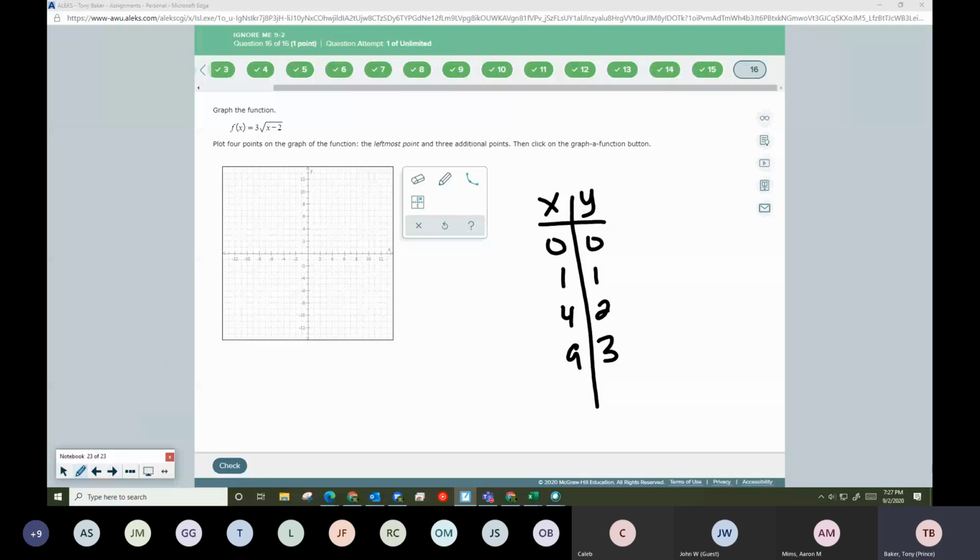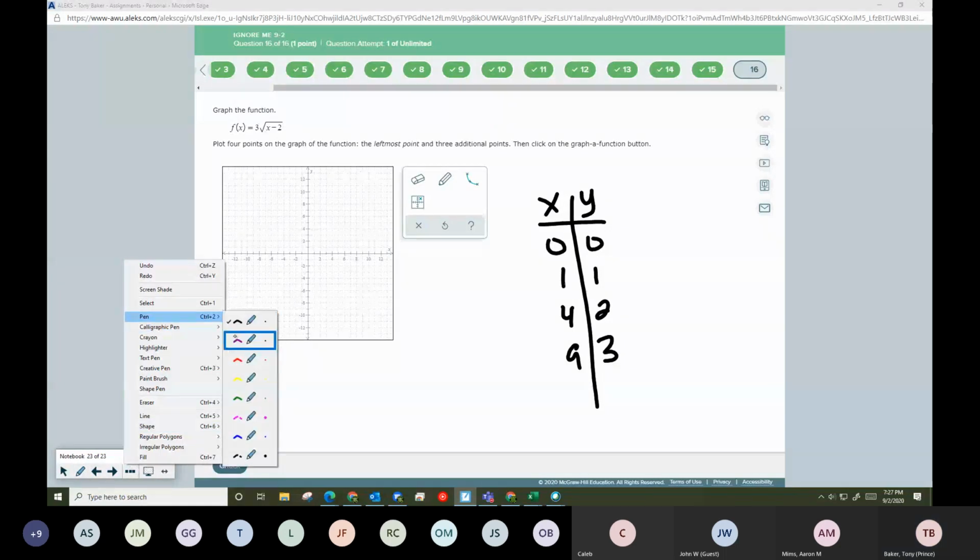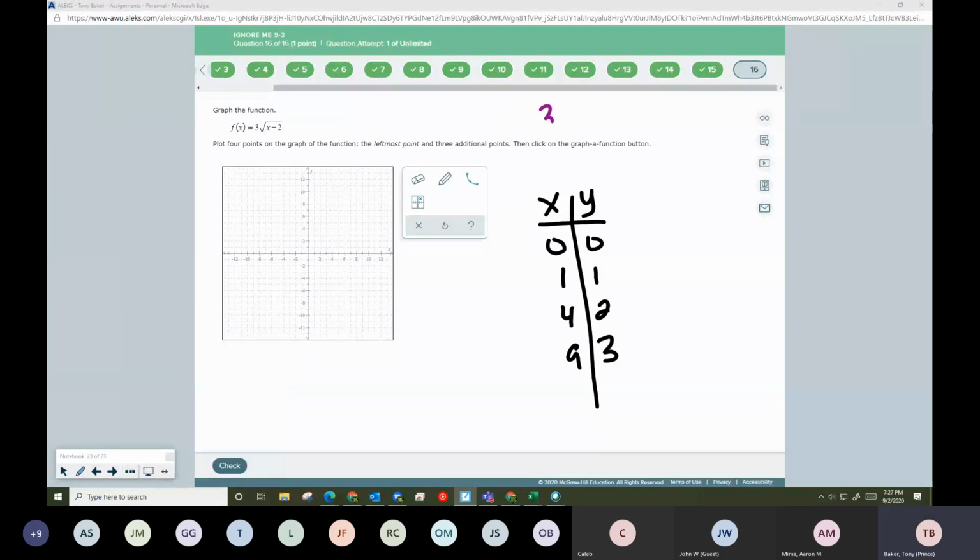But now I have 2 transformations I have to do. This equation has a 3 on the outside, and then it's x minus 2. So I'm going to do x plus 2. So this becomes 2, 3, 6, and 11. And then my outside, it's 3 times y. So that's 0, 3, 6, and 9, because I'm going to multiply the y's by 3. So this goes with those transformations.